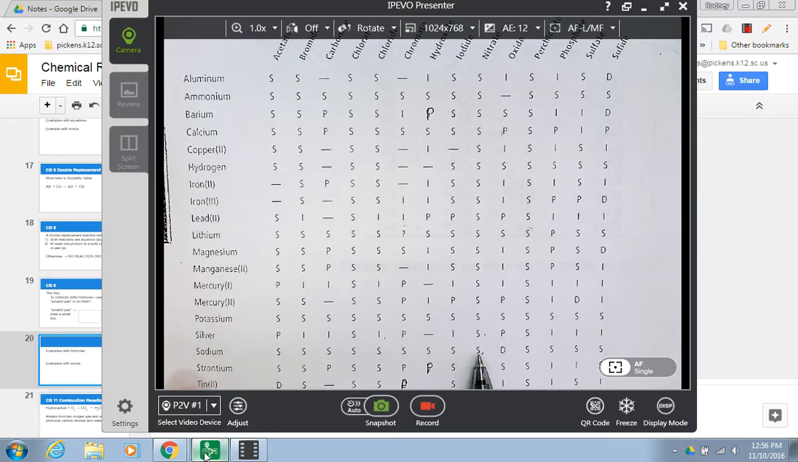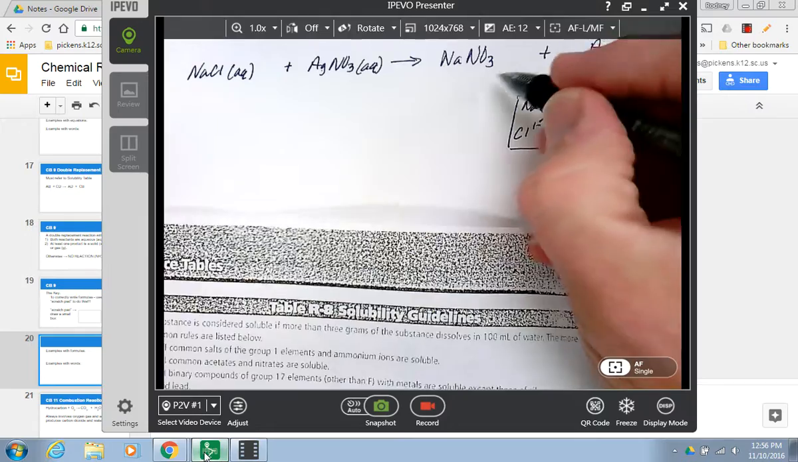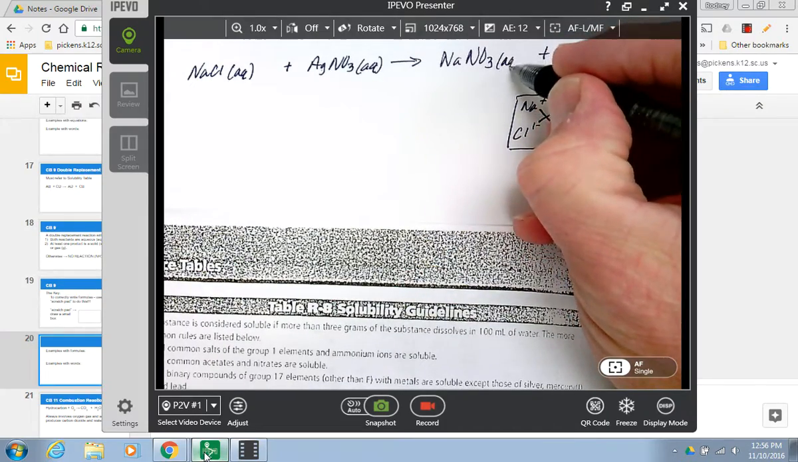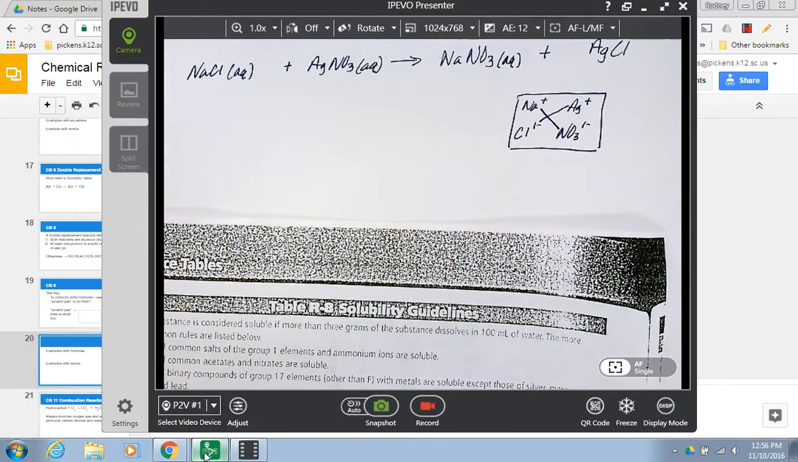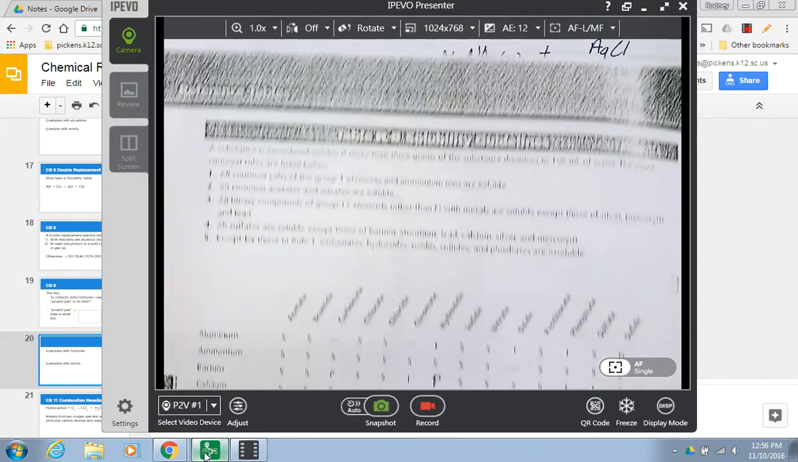Now, S does not mean soluble in this table. It does not mean solid. It means soluble, okay? And so if it says an S, then we write AQ in our equation. I know that can be a little bit confusing, but remember the table, S stands for soluble. All right, and then we check out silver, okay?